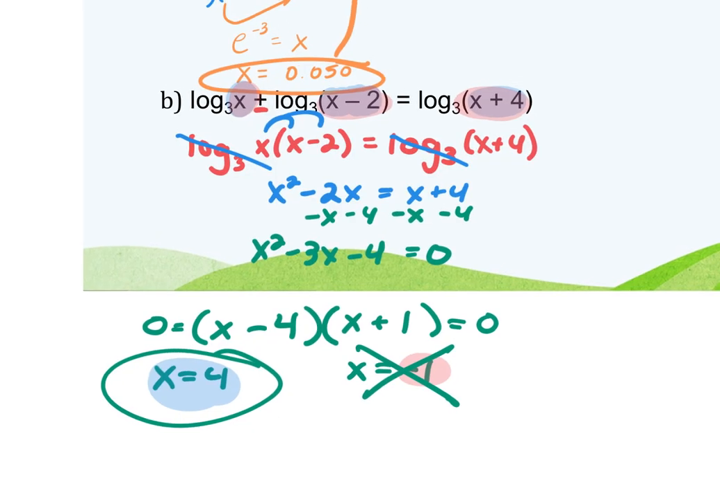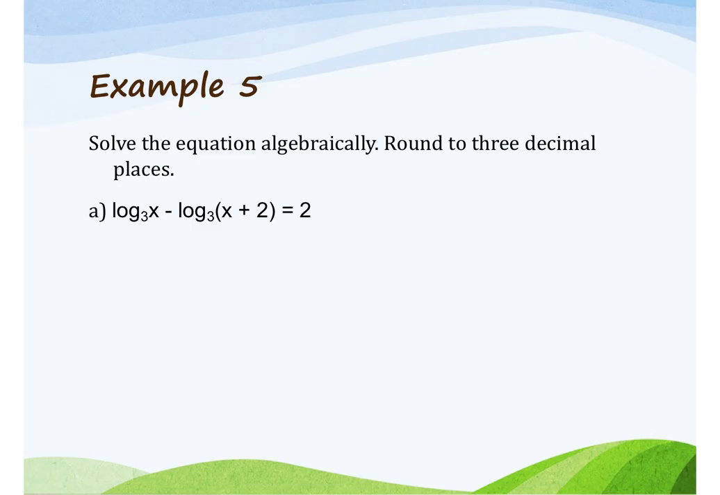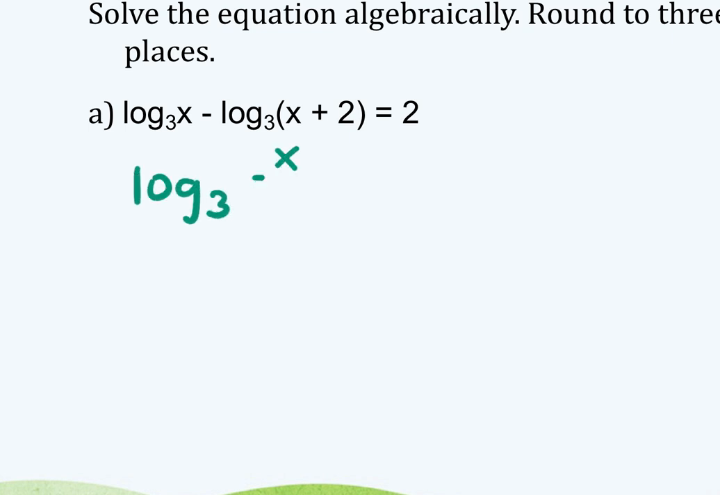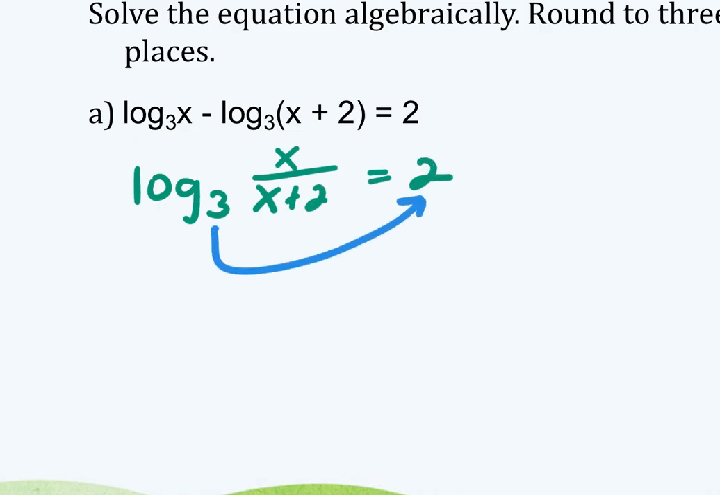Still good? Okay. Last slide. Solve the equation algebraically, round to 3 decimal places again. This time the log's only on one side, right? So I'm going to condense and then convert to exponential. The minus means what? Division. Now the 3 picks up the 2. So I get x over x plus 2 equals 3 to the second.